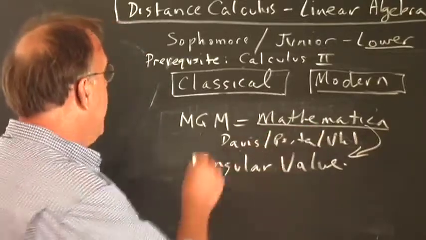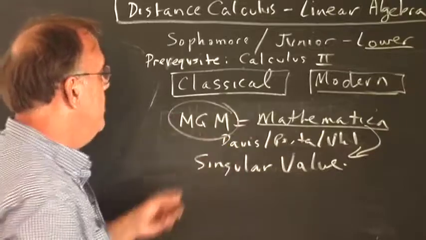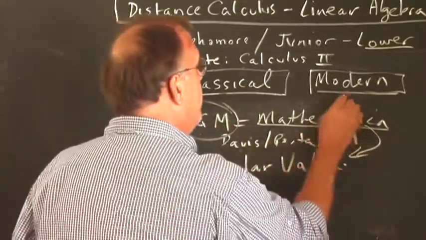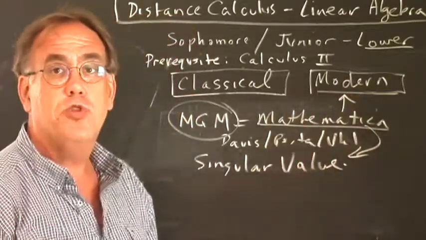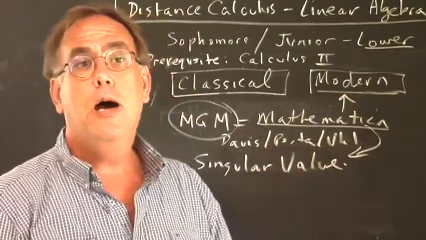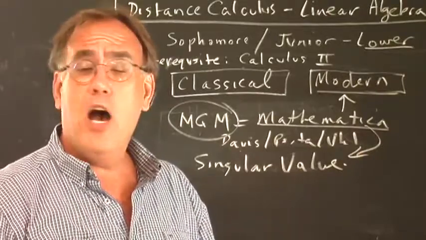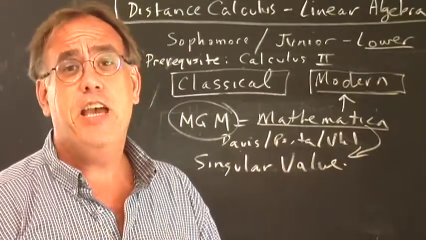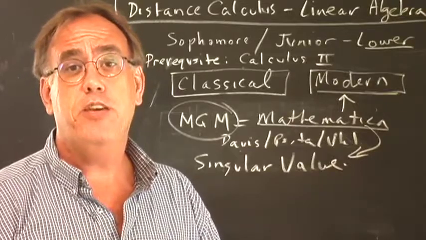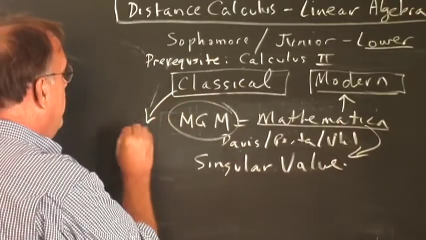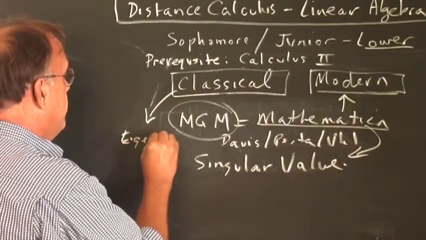So, in this textbook, Matrices, Geometry, and Mathematica, we get to go through a very, very modern approach to linear algebra. You will not learn almost any of the techniques of manual computations. In a classical approach, you learn something called finding eigenvalues.